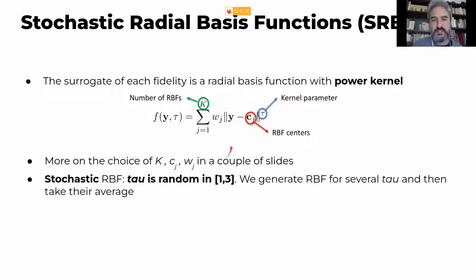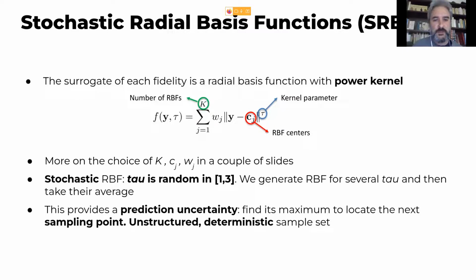The proposal here is, instead of choosing the tau a priori and then doing everything with one tau, the idea was to actually keep tau as a hyperparameter. We treat it as random in the sense that we repeat the analysis for several values of tau, and then the final surrogate model is the average of the surrogate models for each tau. Because now we have a family of surrogate models parameterized by tau, we can also get what we call prediction uncertainties.